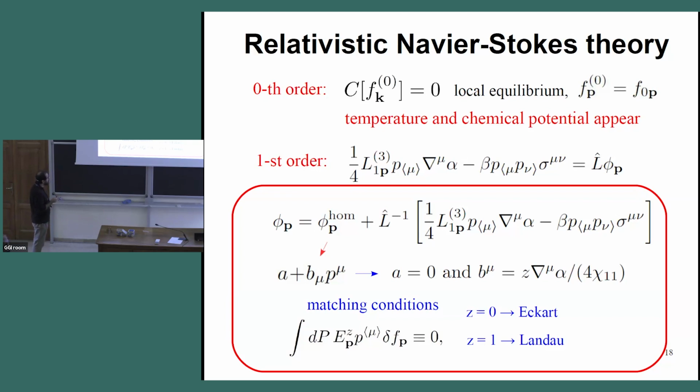And in this case, they are actually fixed by these matching conditions. In kinetic theory, they appear as some integral of delta F that should vanish. If you put z equals 0, just the integral of p mu delta F equals 0, this would give you the Eckert condition. And if you put z equal 1, so just some integral of energy times this 4 vector, it will give you the Landau condition. So here we're trying to generalize these two matching conditions by interpolating them with this z parameter, which gives you a power of energy.